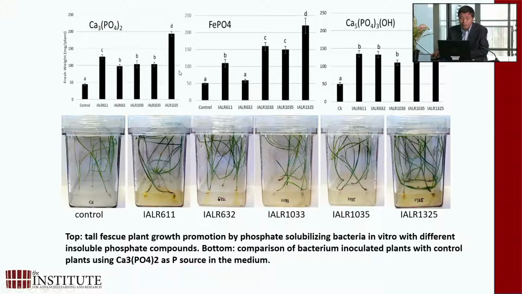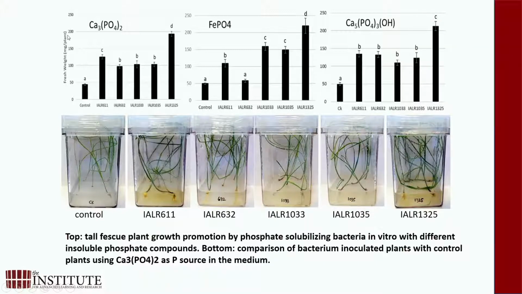Here's the experiment. We tested different insoluble phosphate compounds: calcium phosphate, ferric phosphate, and hydroxyapatite. You can see strain 1325 gives the best results, almost 4 times higher than control. Here are some pictures showing how plants grew in the medium. This is 1325.